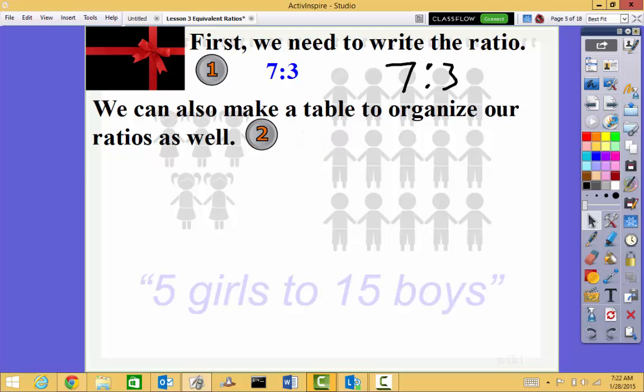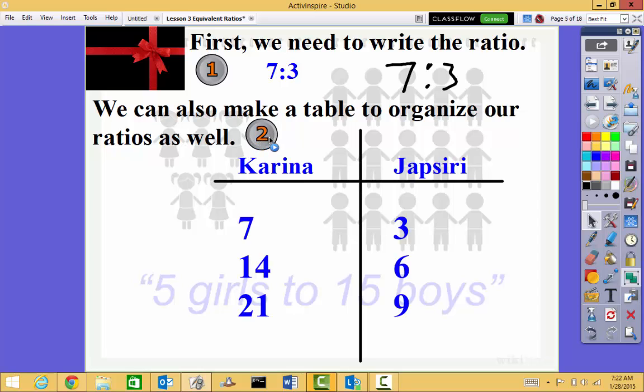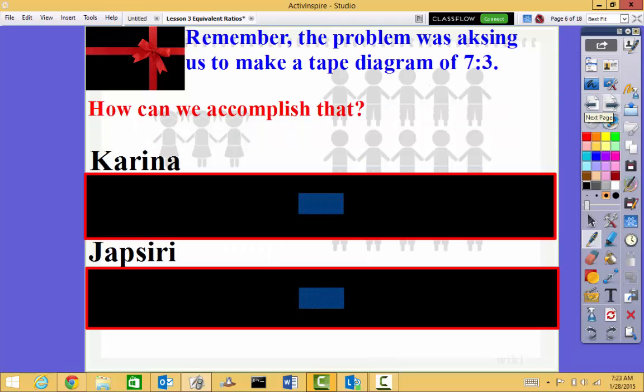So we can make a table to organize our ratios as well. So here I have a ratio. I have Karina and her 7, Japsiri and her 3. And remember, I can keep doubling them, or adding so much to each side, or multiplying each side by the same amount. And they're all going to be equivalent ratios. But it was still asking me to do a tape diagram. So I still need to do that tape diagram. How can we accomplish that?